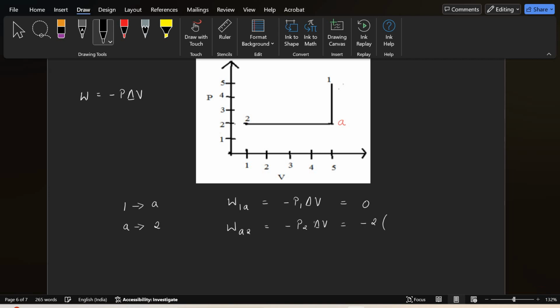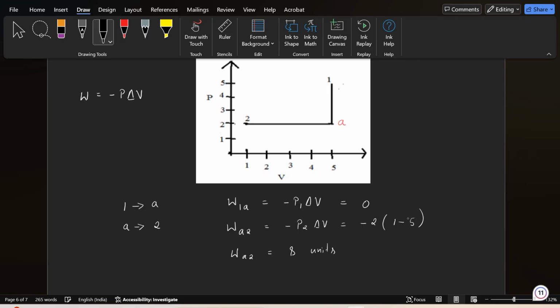We are going from what to what? What is the final volume? The final volume is 1, and the initial is 5. So 1 minus 5. Correct, so minus 2 times minus 4 is 8. So simple, right? When you have a PV graph, you find the area under the curve, you'll get the work done. So 8 units.